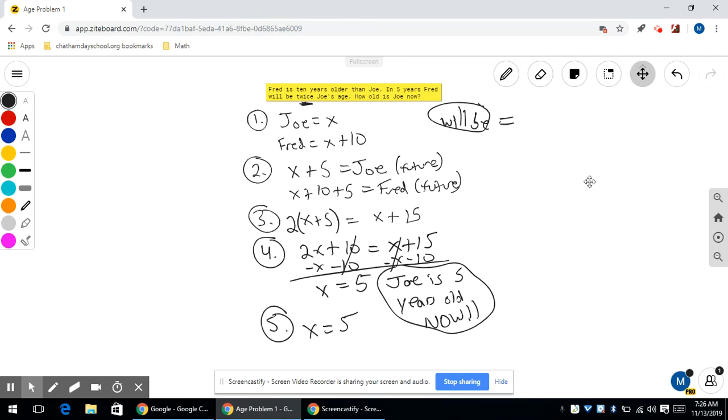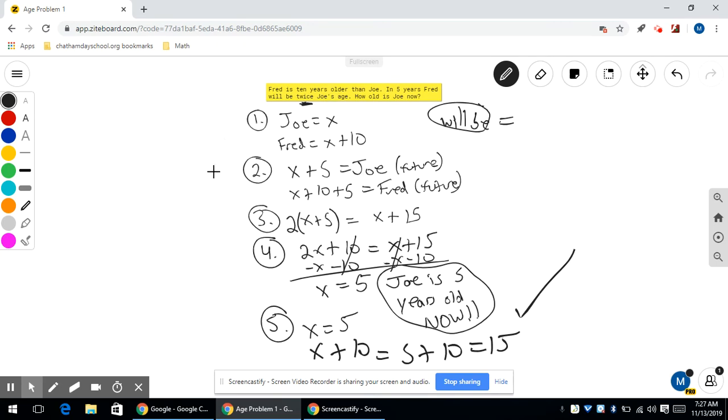All right. So since Fred's expression is x plus 10, if you did x plus 10, and then you plugged in 5, 5 plus 10 equals 15. Fred is 10 years older than Joe. So if that's Joe, add 10, do you get 15? Yes. So you know that works. So that's how you break down an age problem.